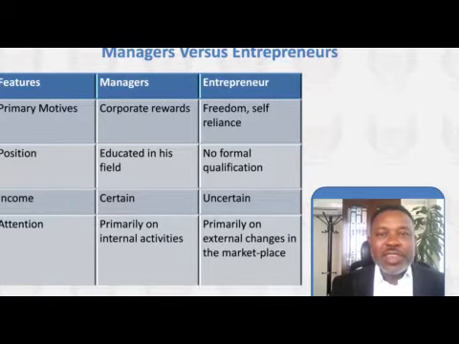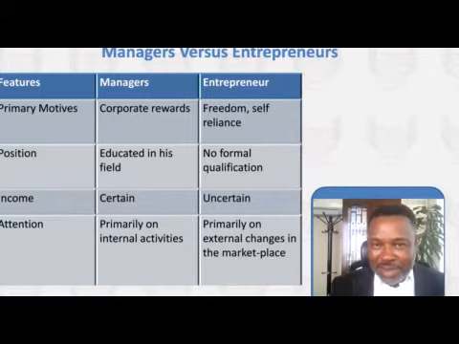Let's try to distinguish between a manager and an entrepreneur. A manager is usually an employee, not an owner of an enterprise. He is the one that is responsible for the management and administration of a group of people or a department of an organization.